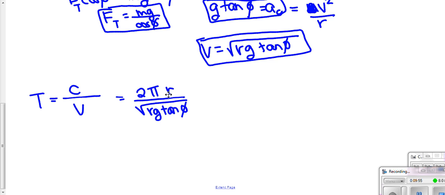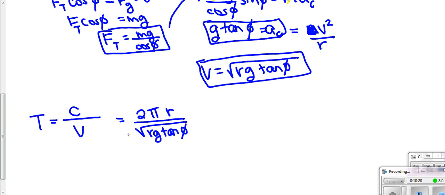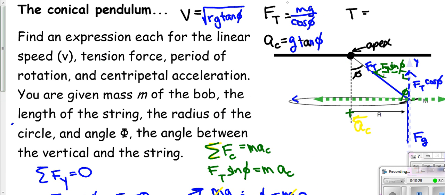So look at that. Let's make sure our units cancel. This is meters, so it's going to be the square root of meters over meters per second squared. So you get your seconds here. It's going to work out rather nicely, because you're going to end up with meters squared, and those cancel, and that's the period, and that's the last one. So you can find all these. It's kind of neat that you can find all these. So this was 2 pi times the radius over the square root of r g tan phi.